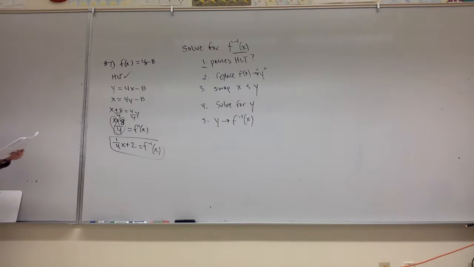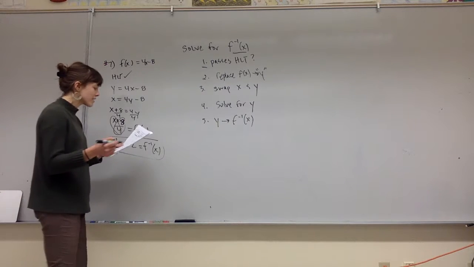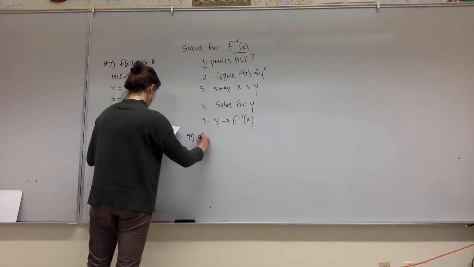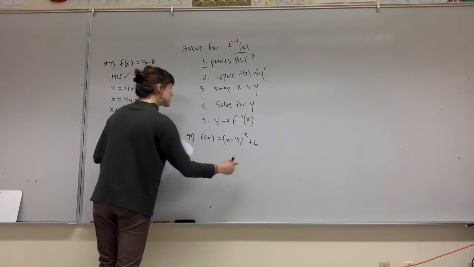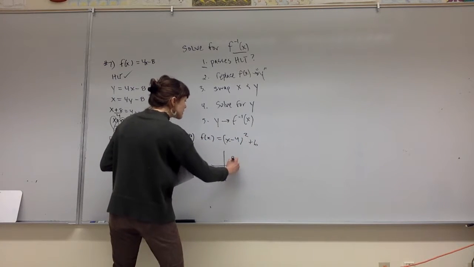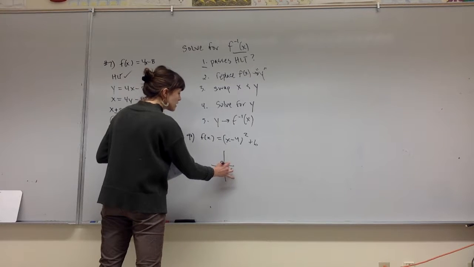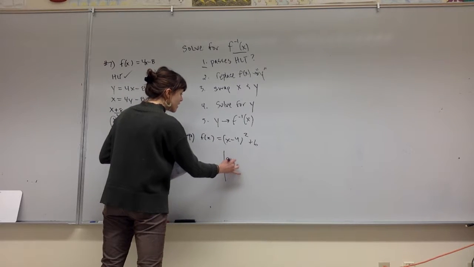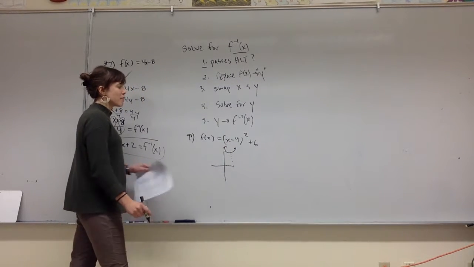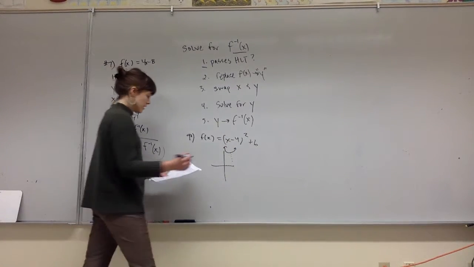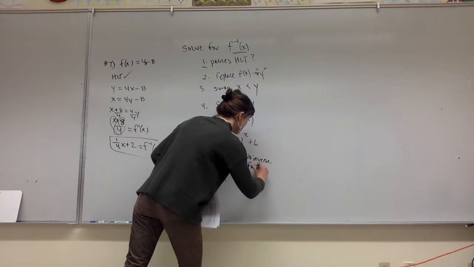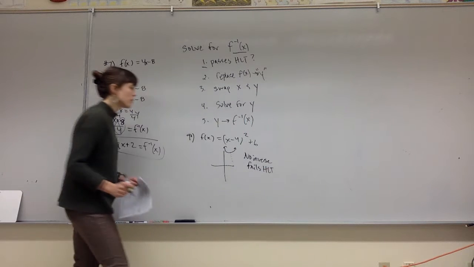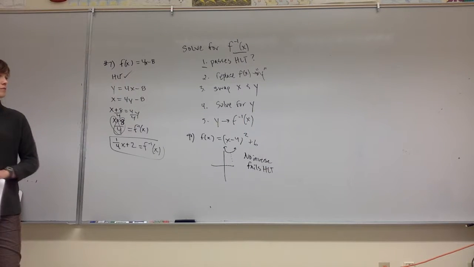And then number 9, trying to be tricky, throw in a quadratic, so I have f of x equals x minus 4 squared plus 6. Based on my transformations, this is going to look something like 4 to the right, then up 6. So my graph is going to look like that, but does it pass the horizontal line test? No. So no inverse, fails HLT is what I would write.